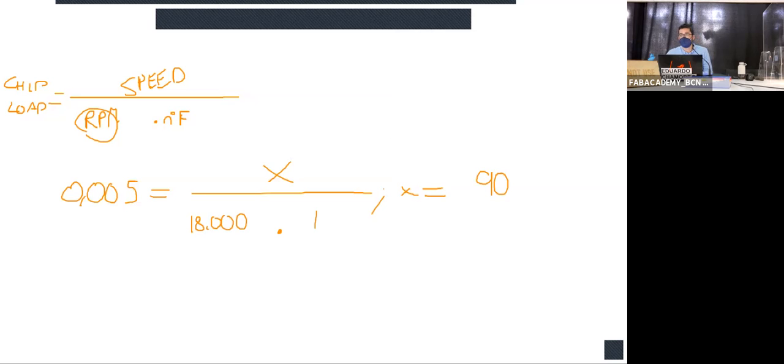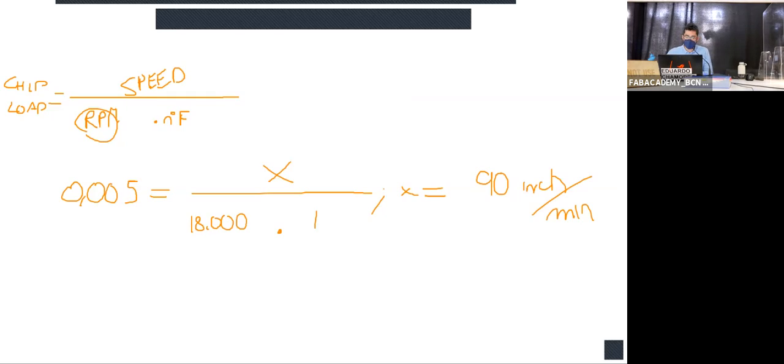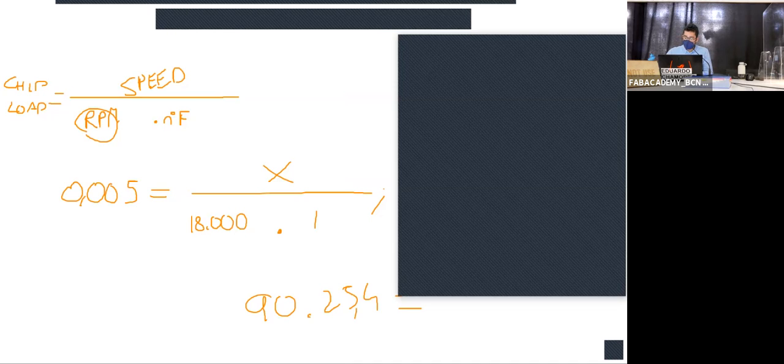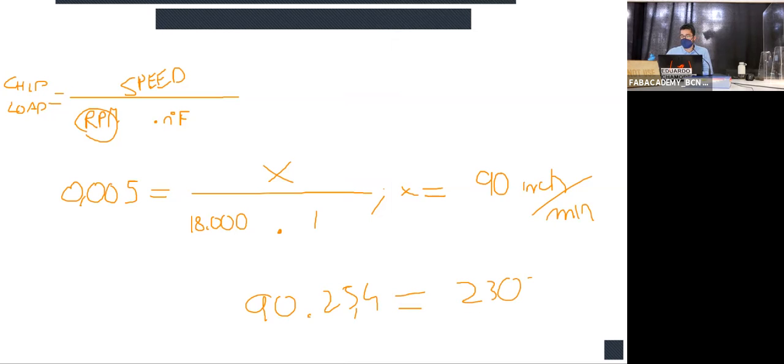This equation, I'm sorry, only works in inches per minute. So 90 inches per minute means that we are cutting, we multiply 90 by 25.4, since 1 inch is 25.4 millimeters. We are cutting more or less at 2,300 millimeters per minute. We got an advance of more or less 2.3 meters per minute. This is the speed we need to cut.